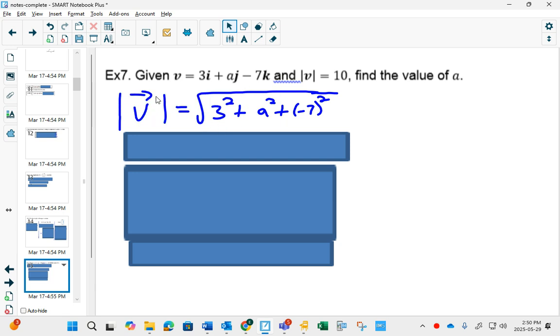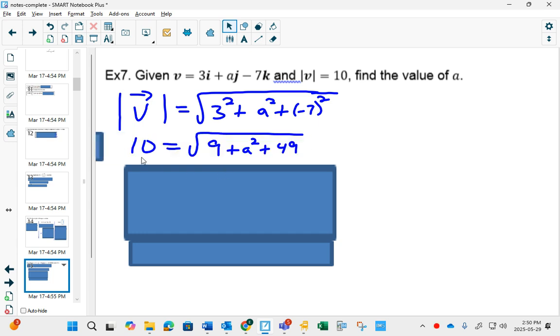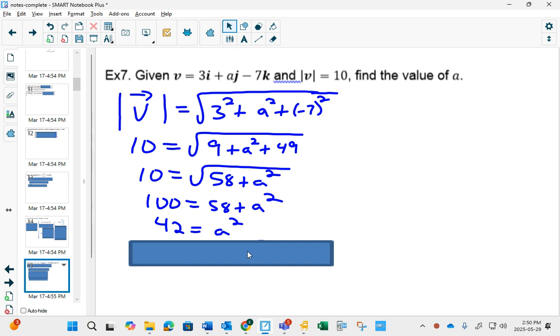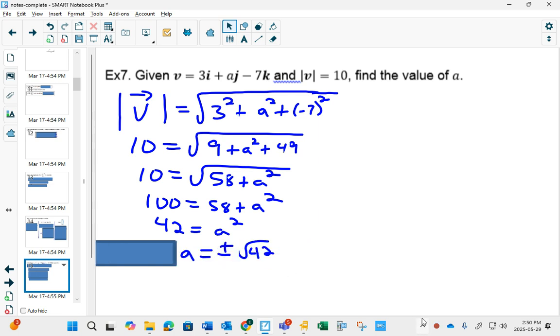First of all, we know that the length of V would be this. If we made it equal to 10, we could square both sides and solve. And A would either be positive or negative square root of 42.